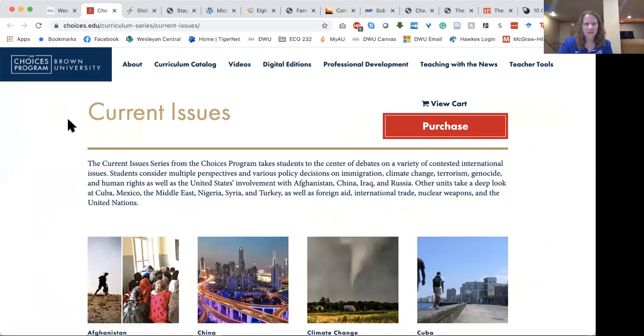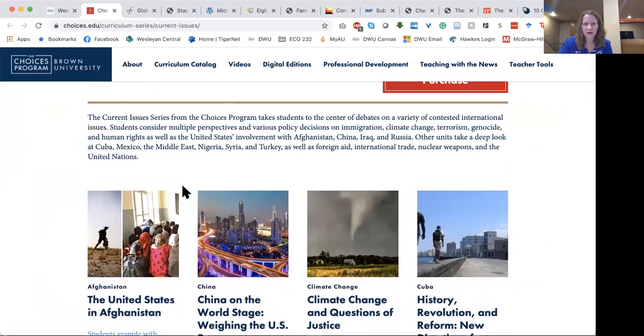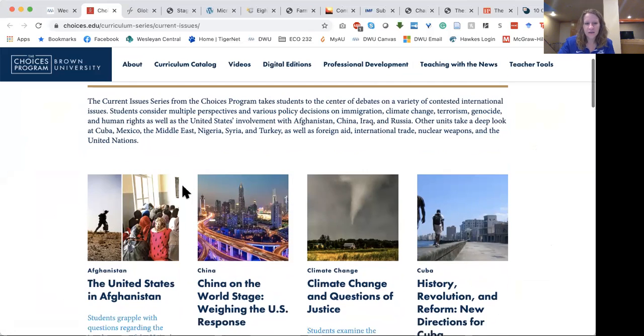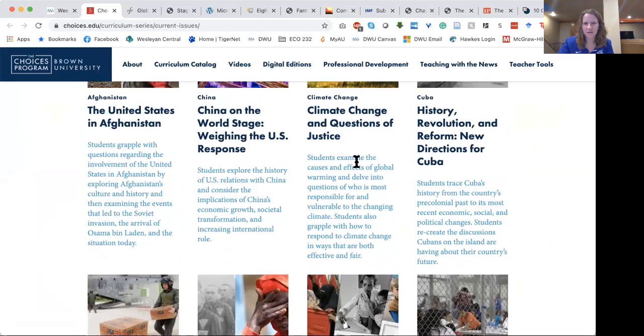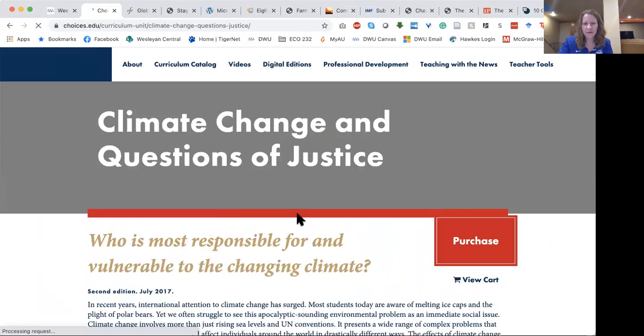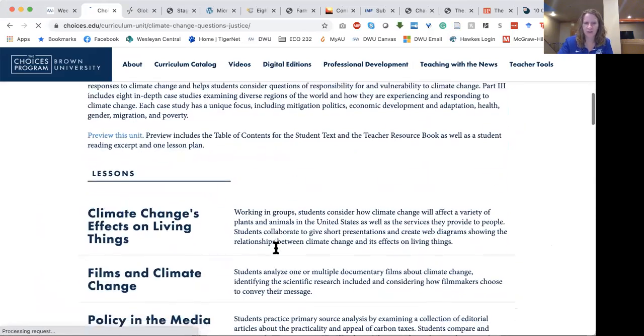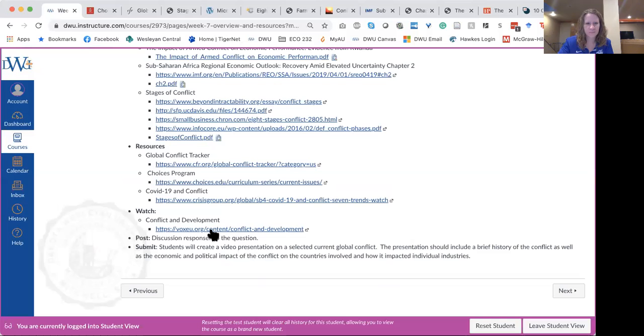Here's another one to look at just as a resource. This is Brown University, the Choices Program. It's got a bunch of different current issues that are going on. And these are lessons for teaching, but you could still get some information out of them. You don't need to buy these unless you really want to, but you can just click on them and see what they have to say, again, potentially to help you out with your applied assignment this week.